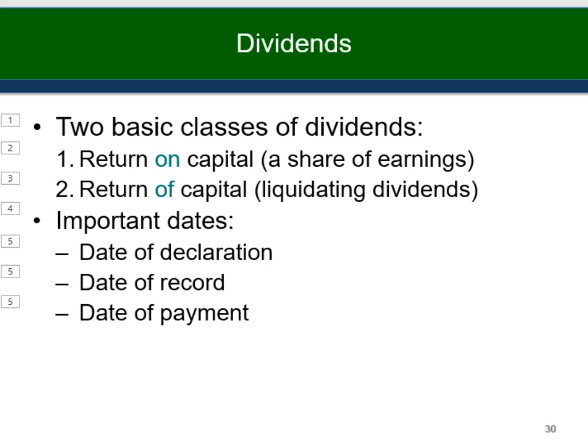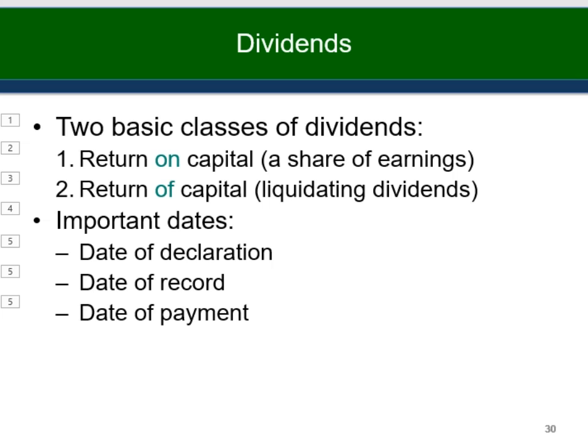Important dates for dividends are the date of declaration. That's when they become a legal liability. The date of record is the date that we're going to use to identify who gets the dividend, so that establishes whose right it is to receive the dividend. And then the actual date of payment. And when you actually pay the dividend, the value of the share goes down because the dividend has been paid out.